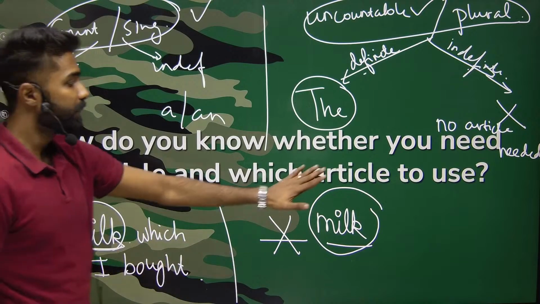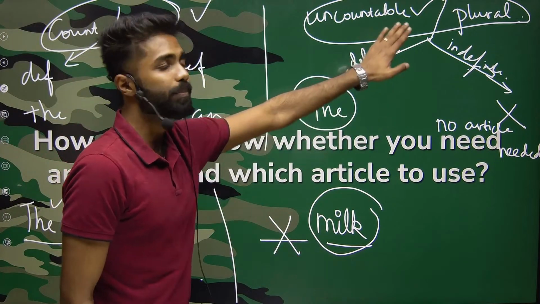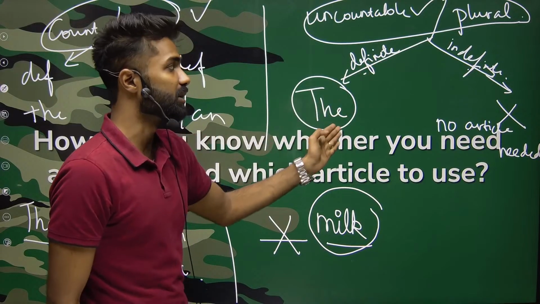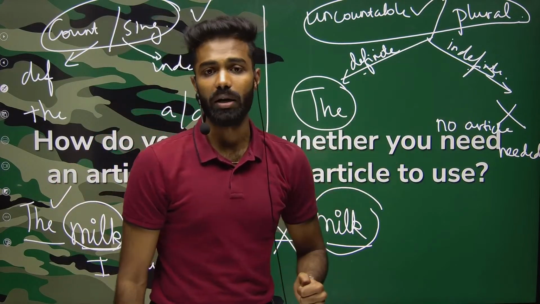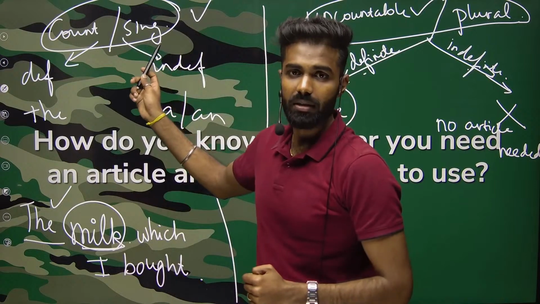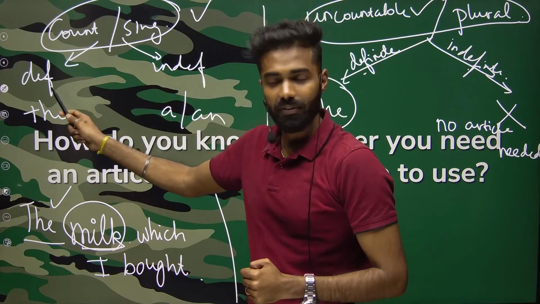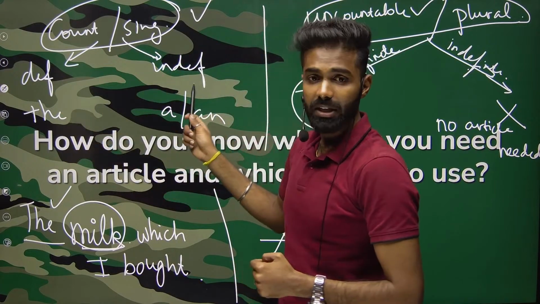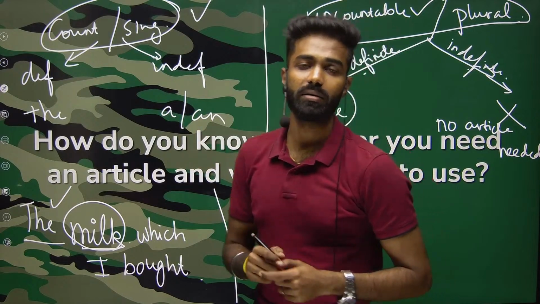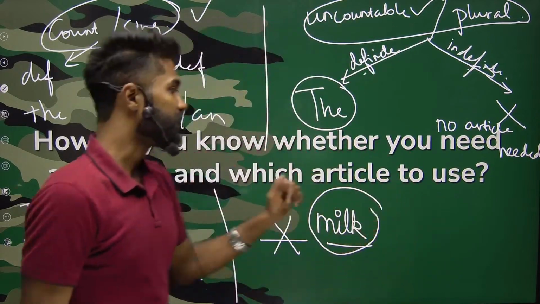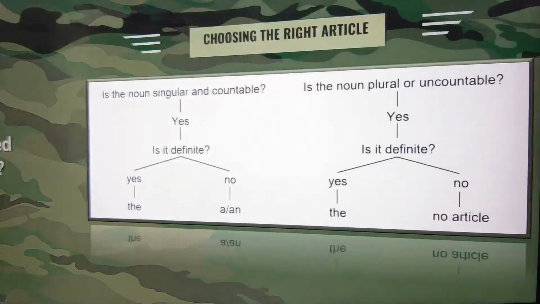See again, for an uncountable or plural noun: if it is definite, the; if it is indefinite, no article. For a countable or singular noun: if it is definite, then the; if it is indefinite, then I'll be using a or an. This is what is in that table. Now go through the table and you will understand it clearly.